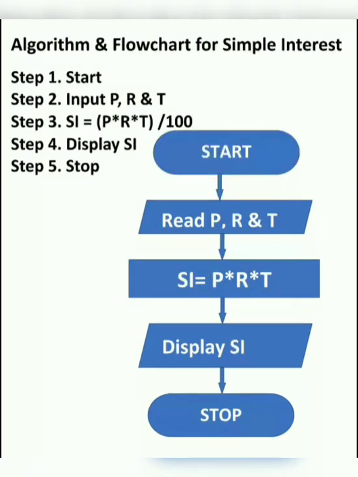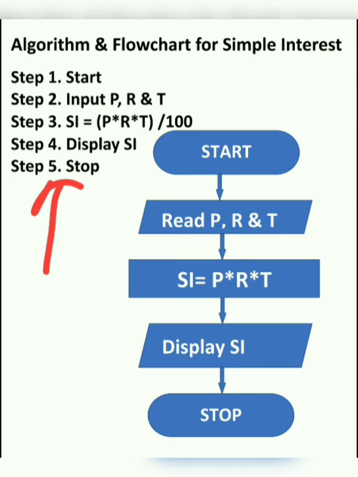One more example, algorithm and flowchart for simple interest. You can see that this is the algorithm for simple interest. The first step is start, then your input is P, R and T. P means principal amount, R means rate and T means time. And this is your process, because we know that simple interest equals principal amount times rate times time divided by 100. Then after that you display your output, simple interest.